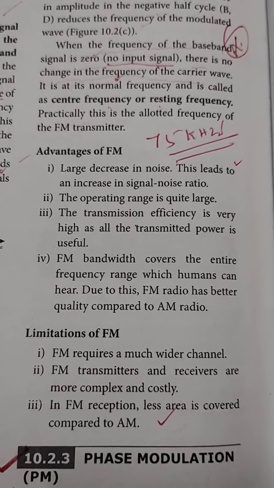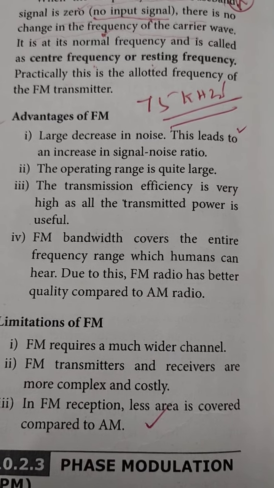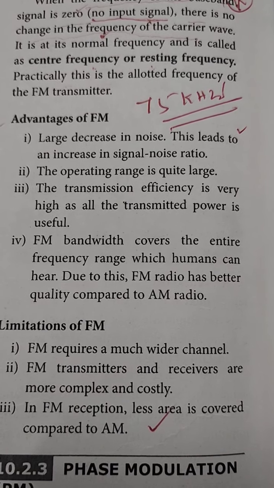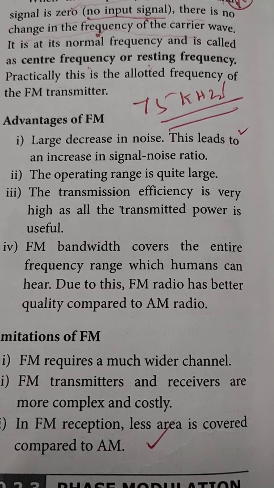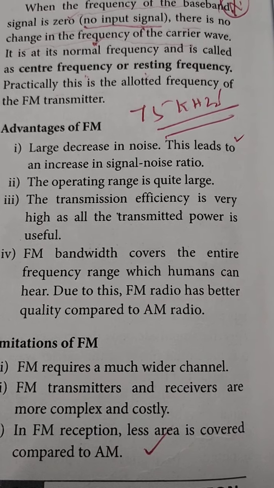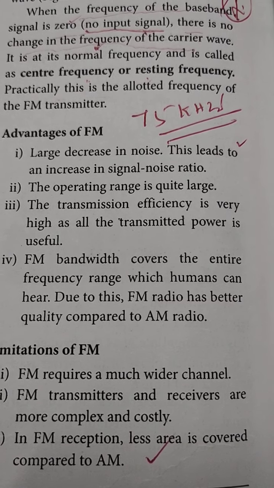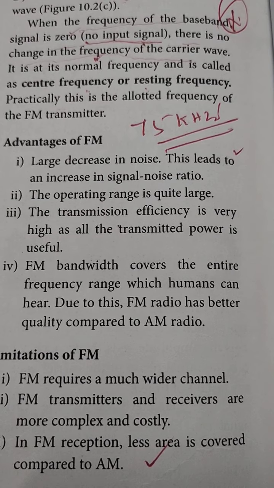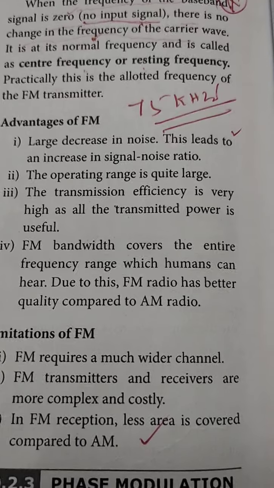And then advantages of frequency modulation. Large decrease in noise. This leads to an increase in the signal to noise ratio. In the second one, the operating range is quite large. In the third one, the transmission efficiency is very high, as all the transmitted power is useful. And finally, the bandwidth of the frequency modulated wave covers the entire frequency range of human hearing. Due to this, FM has better quality compared with AM radio.